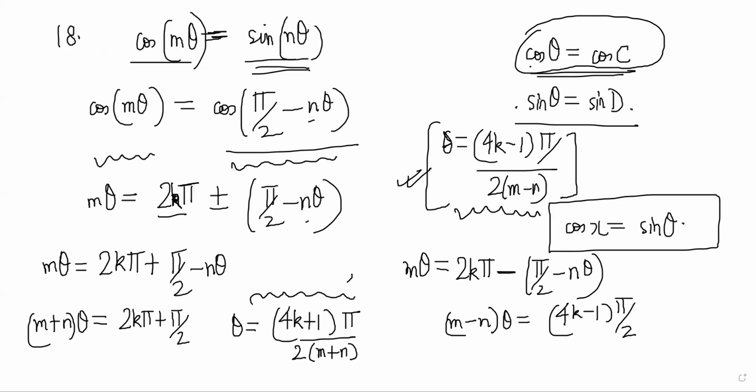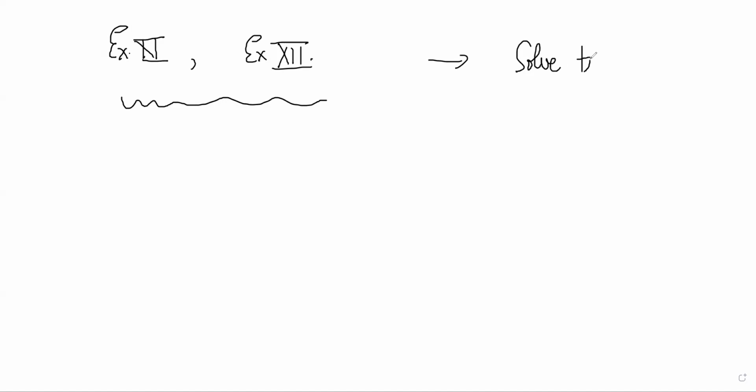Similarly, you have to try now examples 11 and example 12. Example 11 will be quite easy. Example 12 will be slightly more difficult. But the main idea is learning how to solve trigonometric equations and finding the general solutions. It is not enough to find one angle, you have to find all possible angles. That's what we are learning.